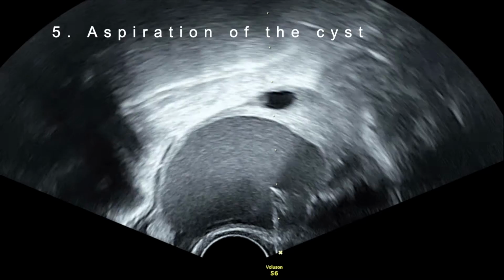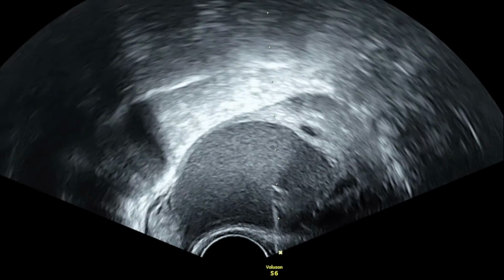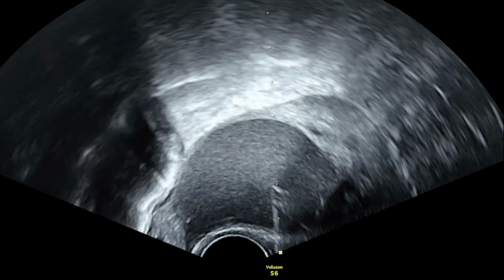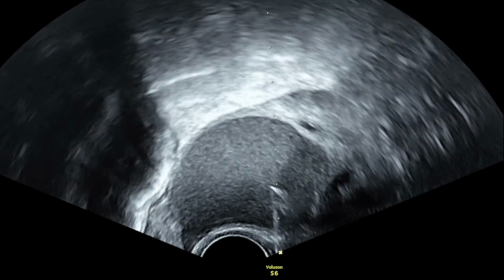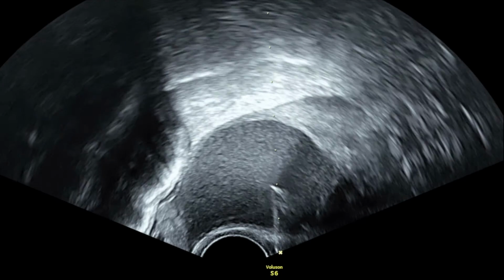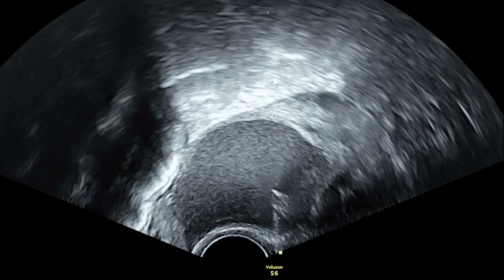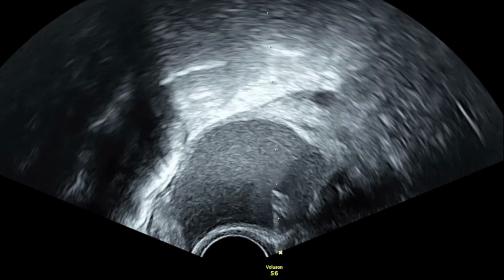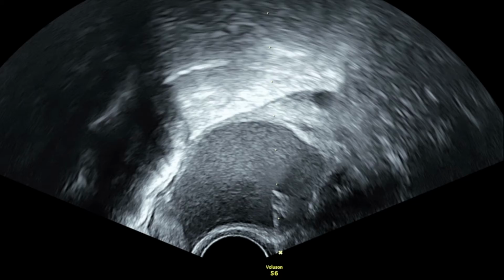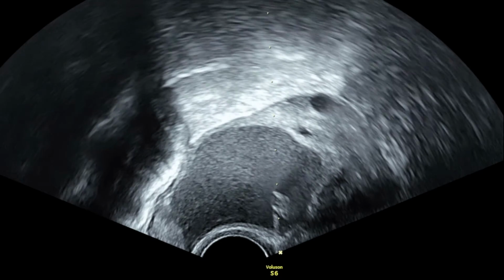The cyst content is totally aspirated and its volume is measured in milliliters. We use a small volume syringe to make the aspiration easier, for example, a 10 milliliter syringe. This is especially useful when the endometrioma's fluid is thick. According to our experience, this technique is most effective for cysts between 30 and 70 millimeters.